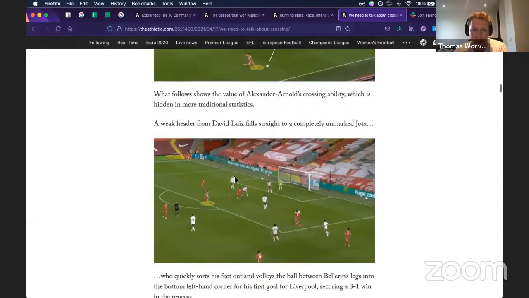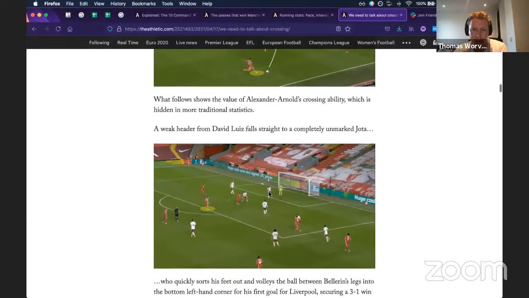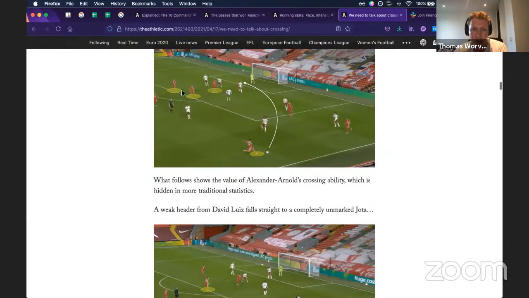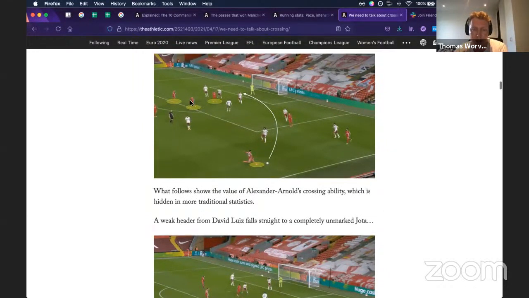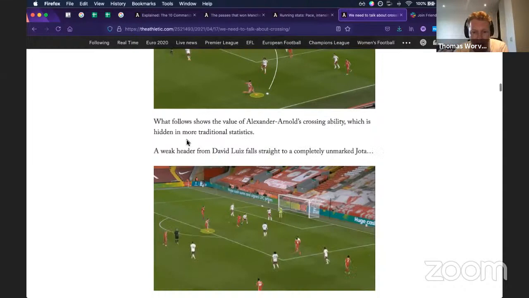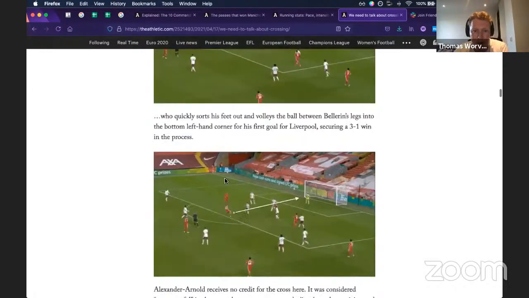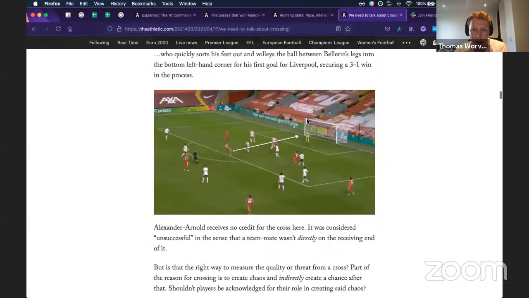But what we see from the ball is a really tame header from David Luiz, and Diogo Jota is not at all picked up in this situation. If you're thinking of the pitch control map, Jota's in a ton of space, a nice red patch there for him, and the blue of Arsenal is nowhere near him. He picks it up, kind of scuffs the shot. I think he nutmegs two players on the way to putting it in the bottom corner, and it kisses the post and goes in.